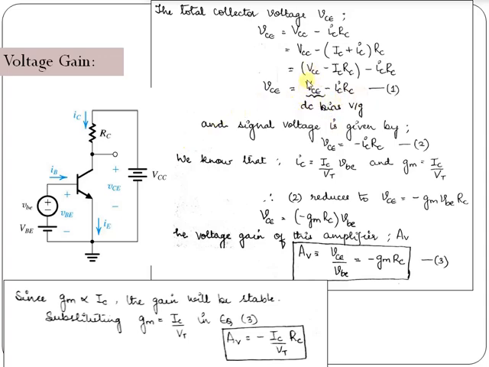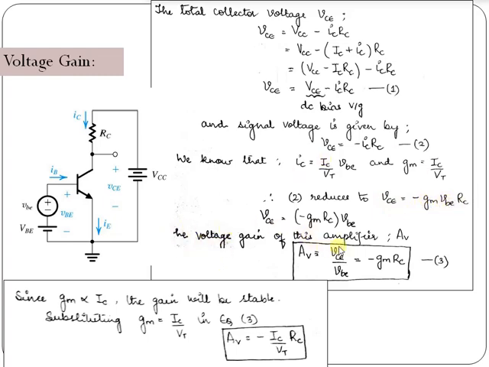This VCE corresponds to the DC quantity, and the signal voltage will be given as vc is equal to minus ic into RC. We also know that the collector current IC is equal to capital IC, that is DC current, by VT into VBE, and the transconductance is IC by VT. So this equation 2 will reduce to vc is equal to minus gm into vbe into RC.